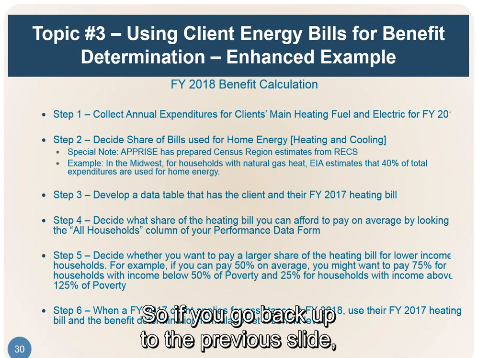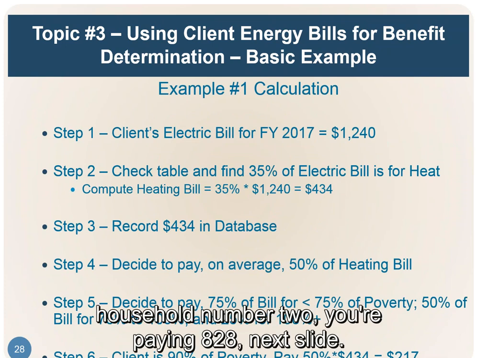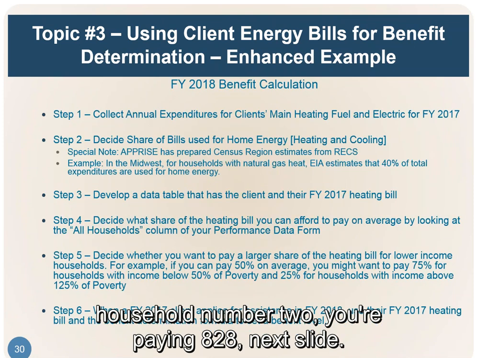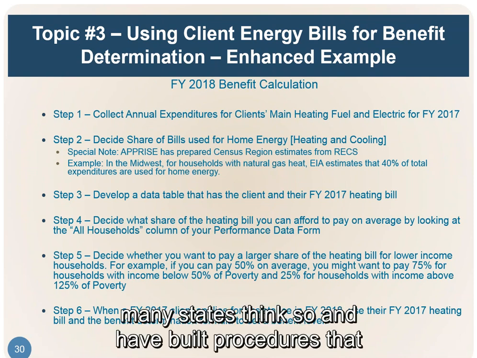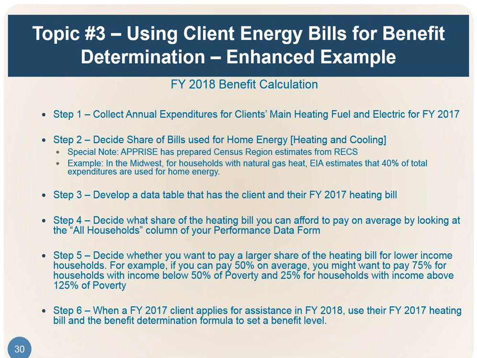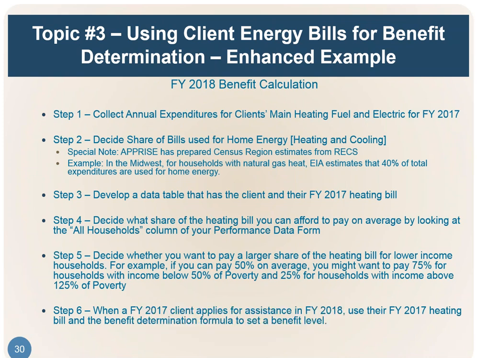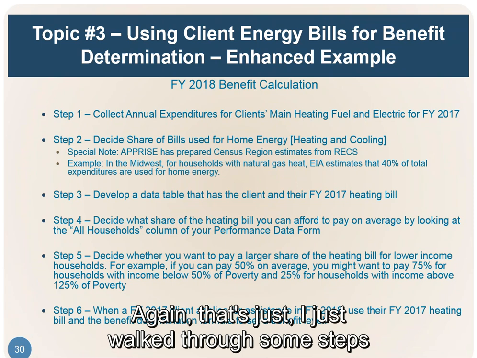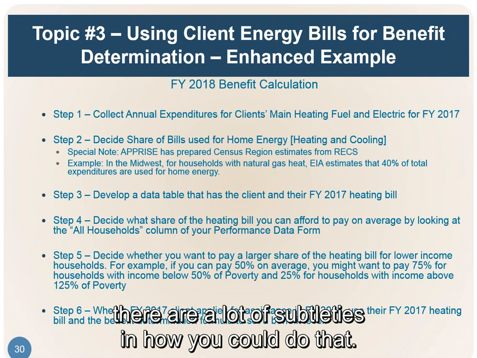So if you go back up to the previous slide, household number 1, you're paying $217. Household number 2, you're paying $828. Next slide. Does that kind of benefit differential make sense? Many states think so and have built procedures that do assign benefits that have that big a range. Again, I just walked through some steps for how you would go about doing that. There are a lot of subtleties in how you could do that.